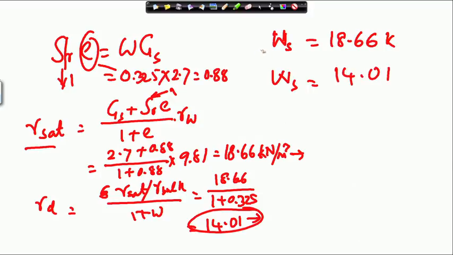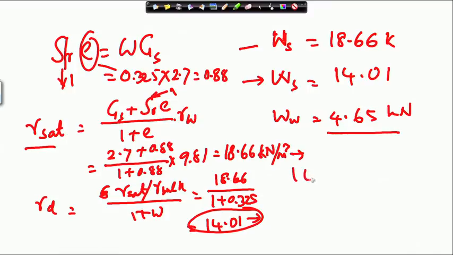So, saturated weight minus dry weight, that means only the weight of water, will be this minus this, and that will be equal to 4.65 kilonewton. So, weight of water in 1 meter cube of soil is 4.65 kilonewton. So, 10 meter cube of soil if you take, then how much will be there?